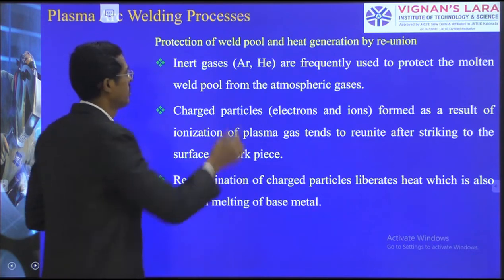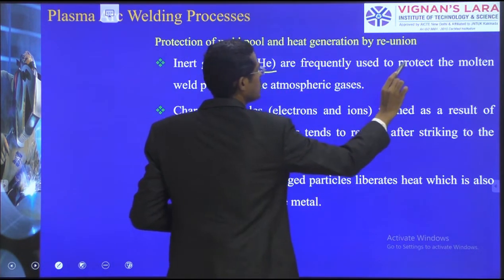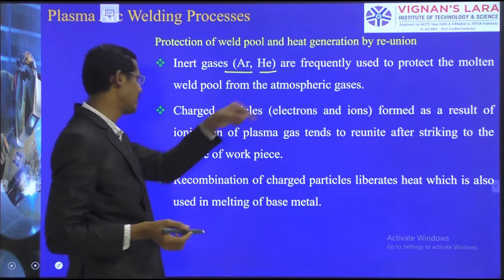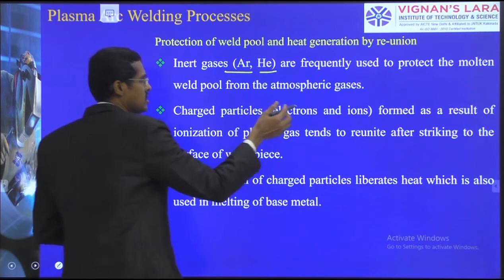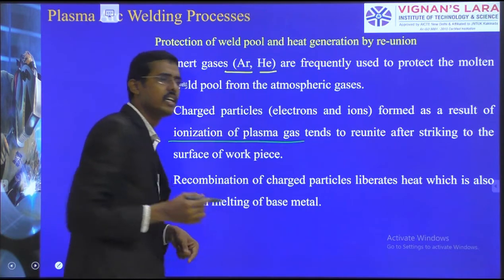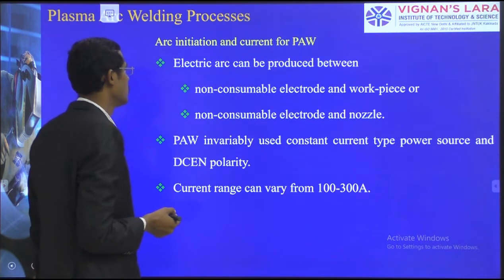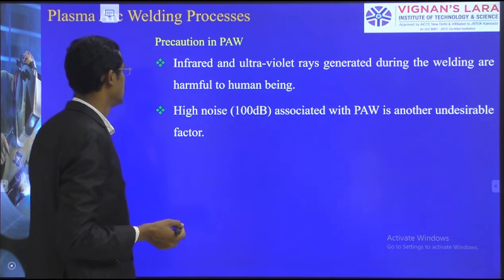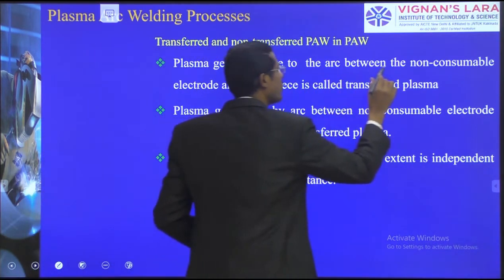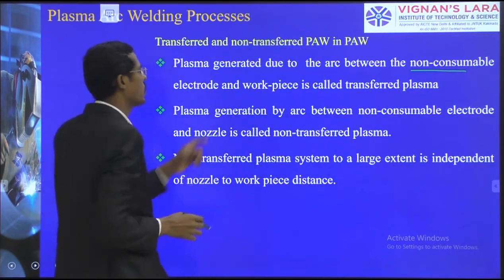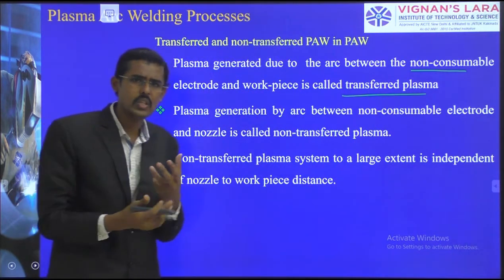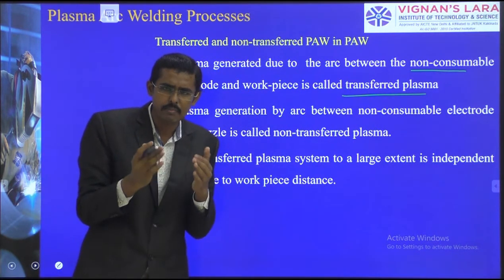Inert gases such as argon and helium are frequently used to protect the molten weld pool. This is usually done the same as in the TIG welding process. Charged particles of electrons and ions are formed as a result of ionization of the plasma gas. Therefore, the plasma generated by the arc between the non-consumable electrode and the workpiece is called a transferred plasma arc.